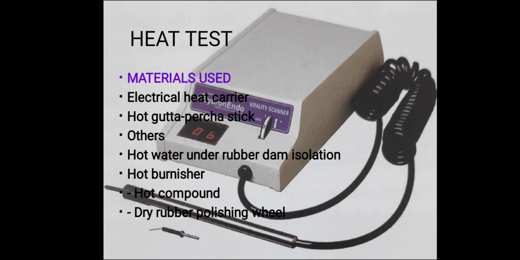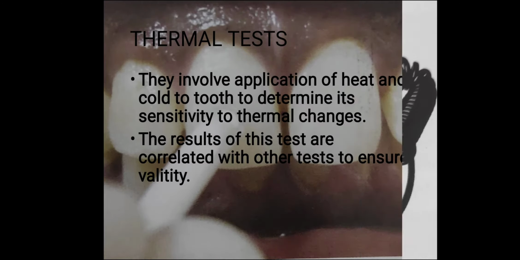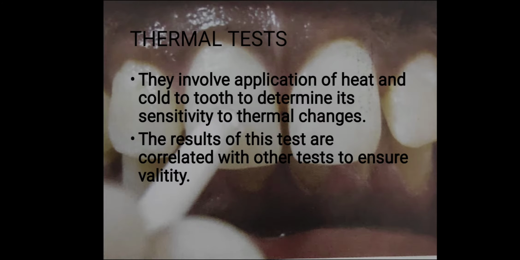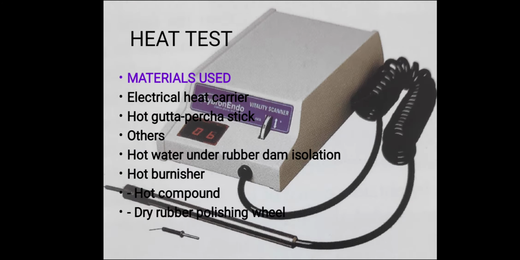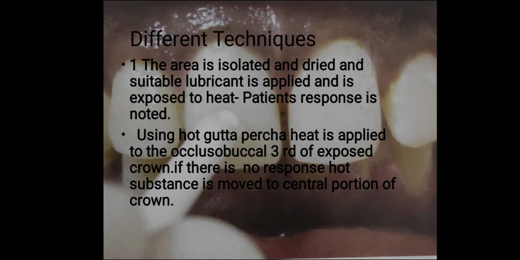Heat test. Materials used are electric heat carrier, hot gutta stick, others like hot water under rubber dam isolation, hot burnisher, hot compound, and dry rubber polishing wheel. There are different techniques of performing this test.